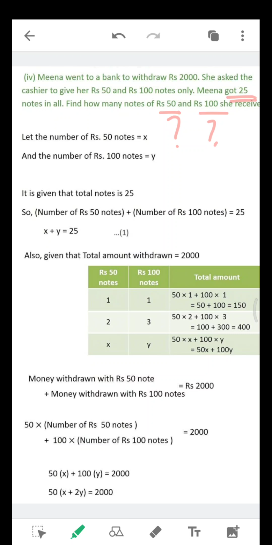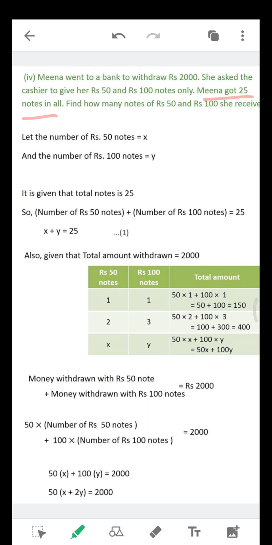So we'll suppose let the number of 50 rupees notes be x and 100 rupees notes be y. So what is the total number of notes? We'll begin making equations from this condition. Meena got 25 notes in all. So total number of notes she received are 25.